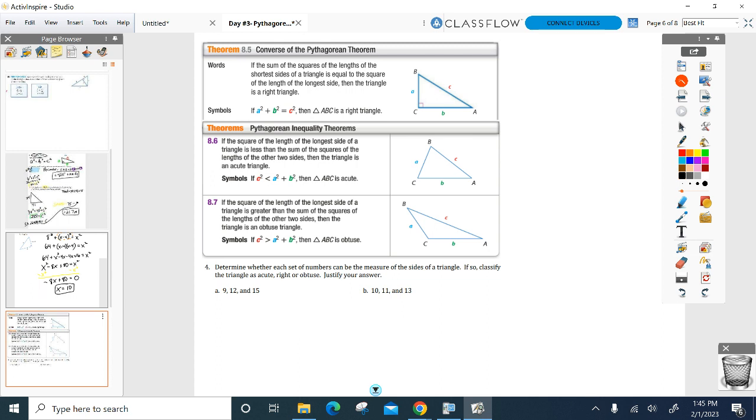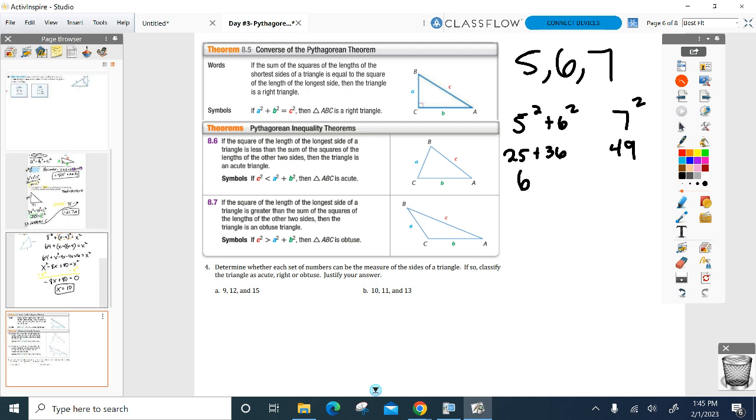Give me 3 side lengths. 5, 6, 7. How can I tell if that's acute or obtuse? I'm going to take the 2 smaller sides, plug them into Pythag, 5 squared plus 6 squared, and compare it to the biggest side squared. So I get 25 plus 36, and 7 squared is 49. I add those 2 together. What do I get there? 61. In this case, the a squared plus b squared is bigger, so I have an acute triangle.